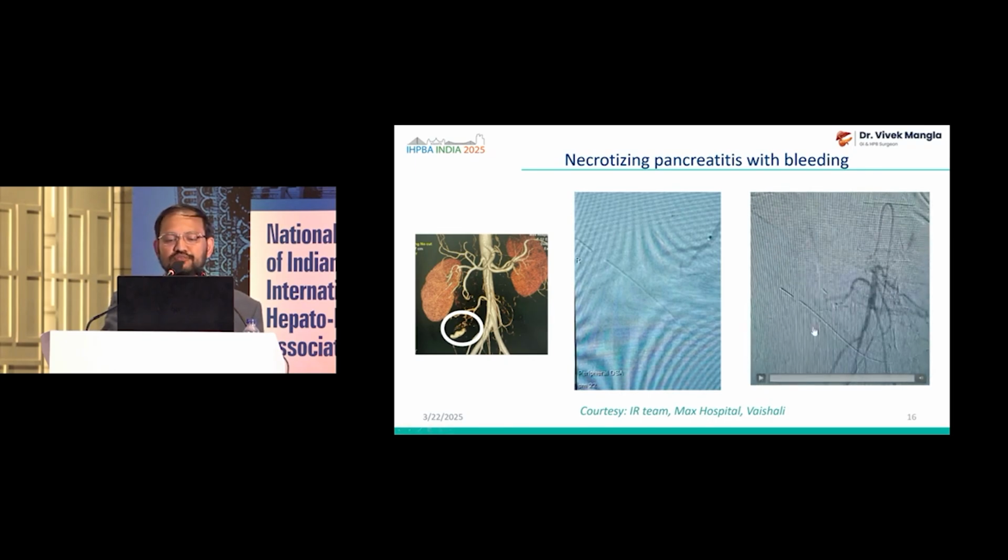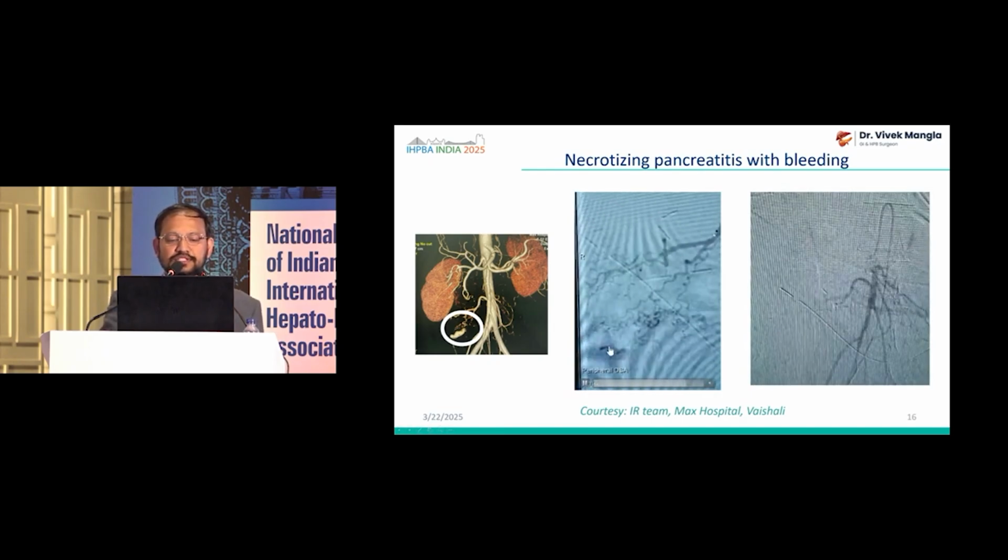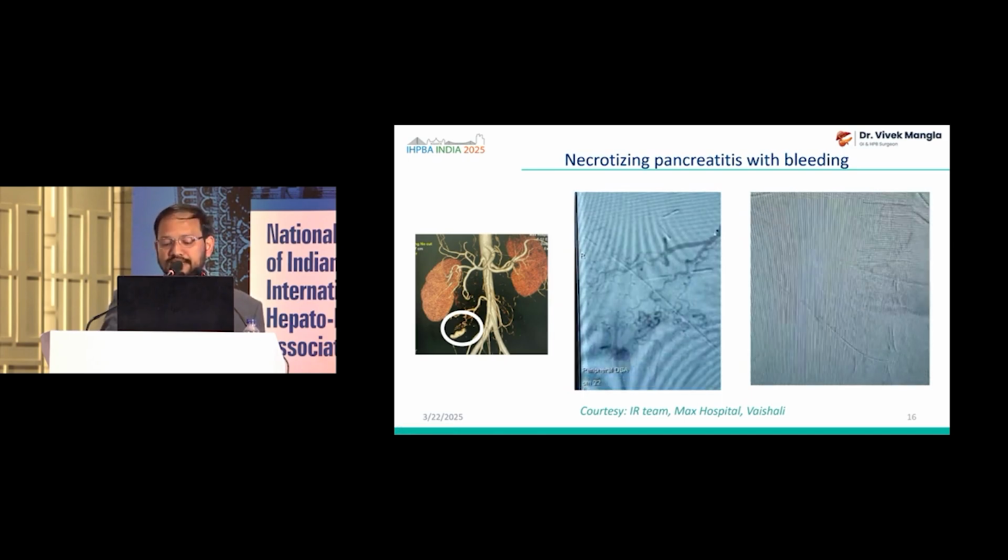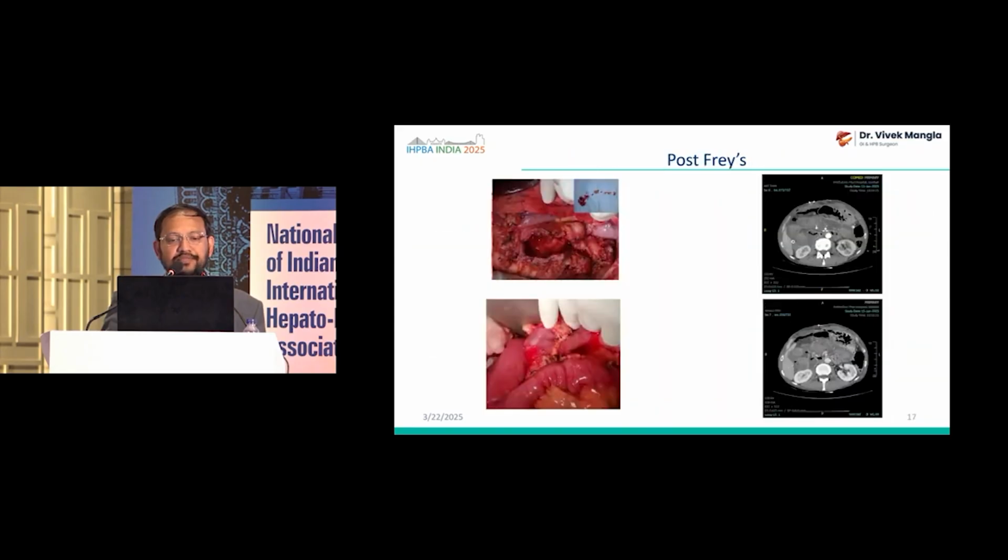So this is the post-embolization picture. I'll try this again. Yeah. So you can see this area filling up. This is the area where there was a big bleed or pseudoaneurysm, which was tackled nicely. This patient never needed surgery and recovered nicely.